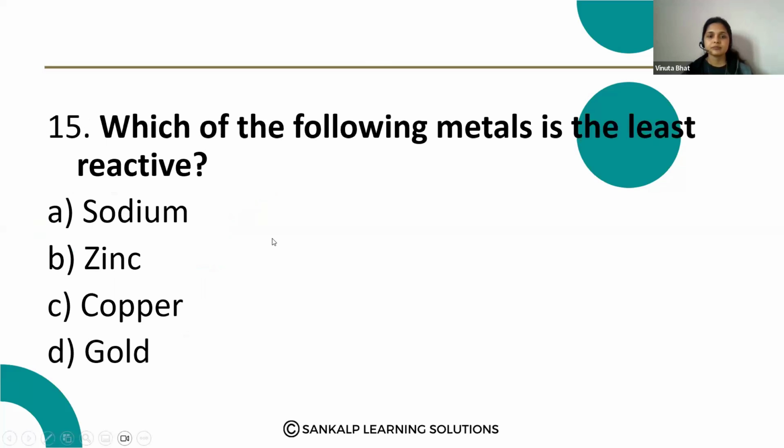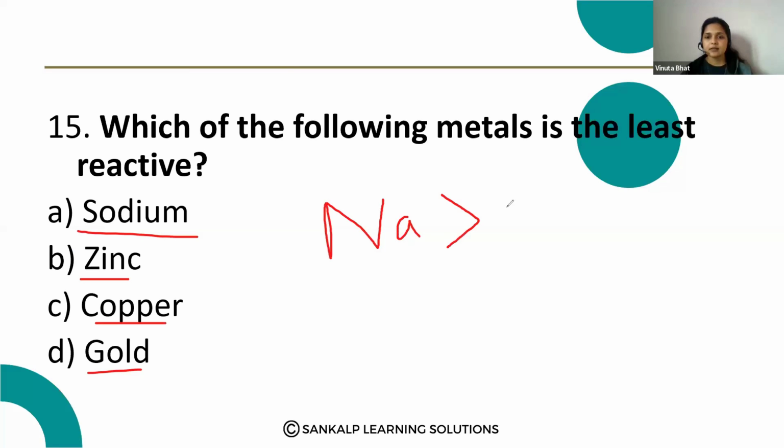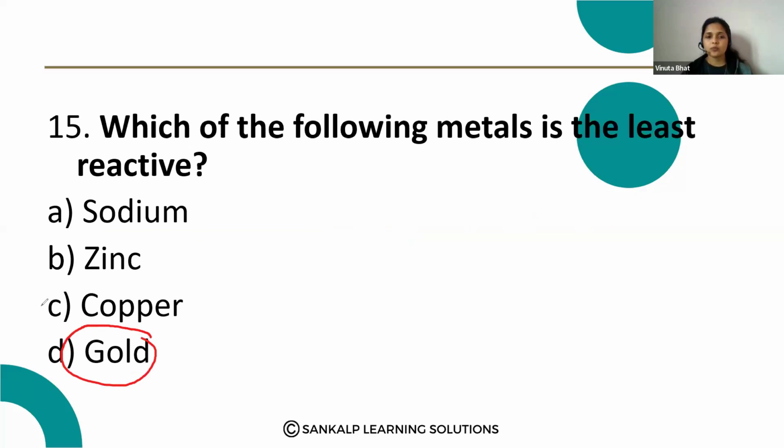Next question. Which of the following metals is the least reactive? Sodium, zinc, copper, gold. Sodium is the most reactive, having high reactivity. Zinc and copper also have good reactivity, but gold is the least reactive metal. Option D, gold, is the correct answer.